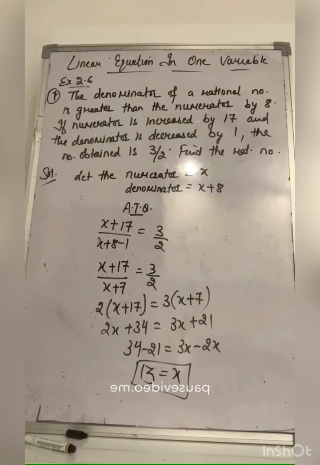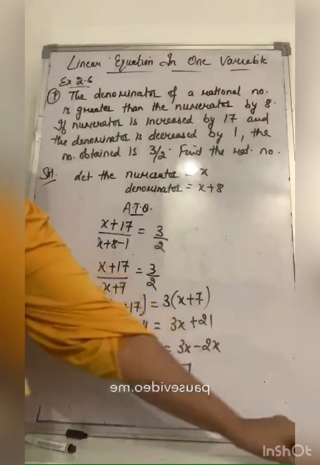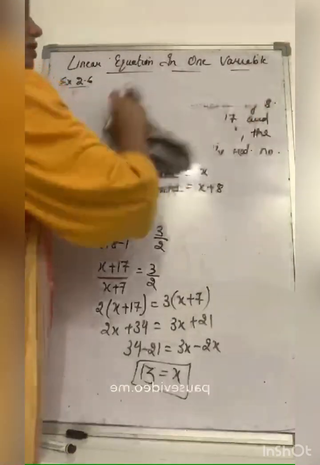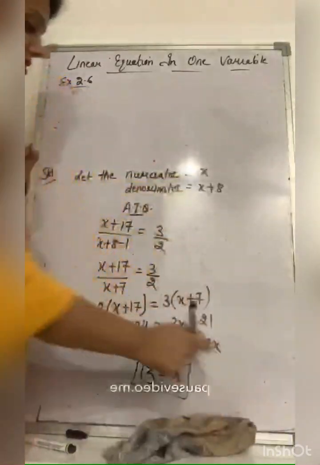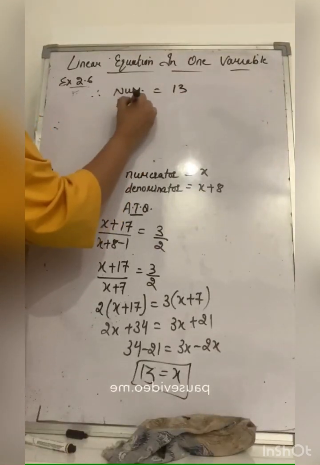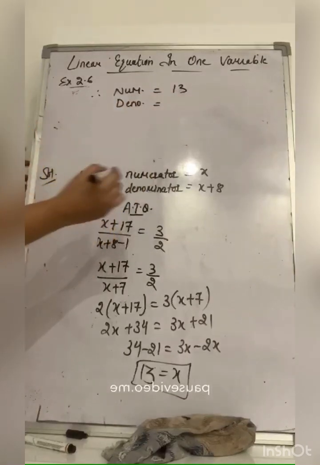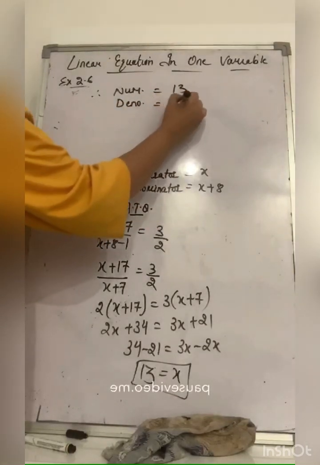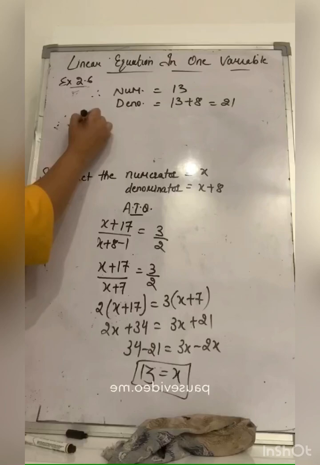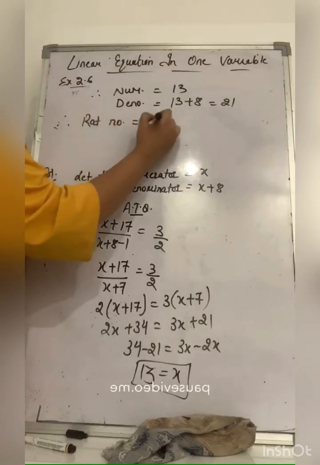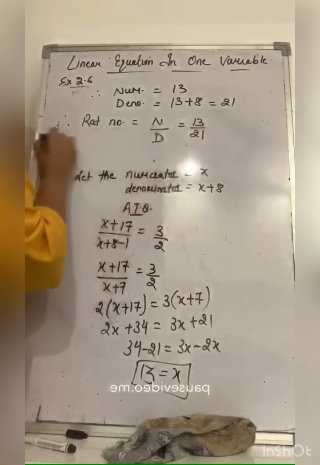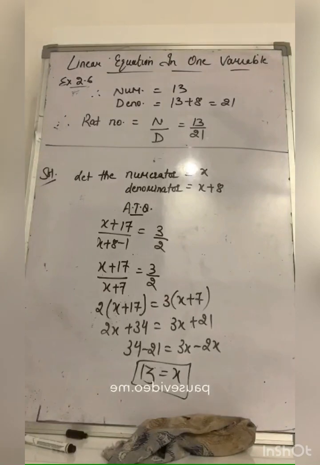Now what we have to find? We have to find the rational number. So beta, now our x is 13, therefore what is the numerator? 13, and what is the denominator? It was x plus 8, it means 13 plus 8, 21. So therefore the rational number is numerator over denominator, that is 13 by 21.